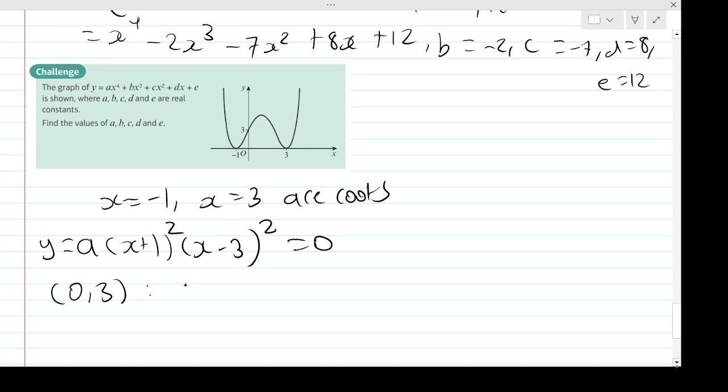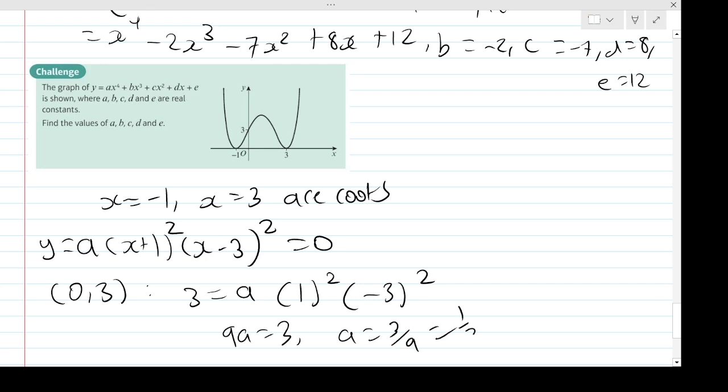That means 3 equals this whole quartic I've got here, which is a lots of x plus 1, well 0 plus 1 will be 1 squared, and then 0 minus 3 will be minus 3 squared. So if I expand out, if I do that in a calculator, 1 squared times minus 3 squared would be positive 9, so 9a equals 3. Therefore, a is 3 over 9, which is a third.